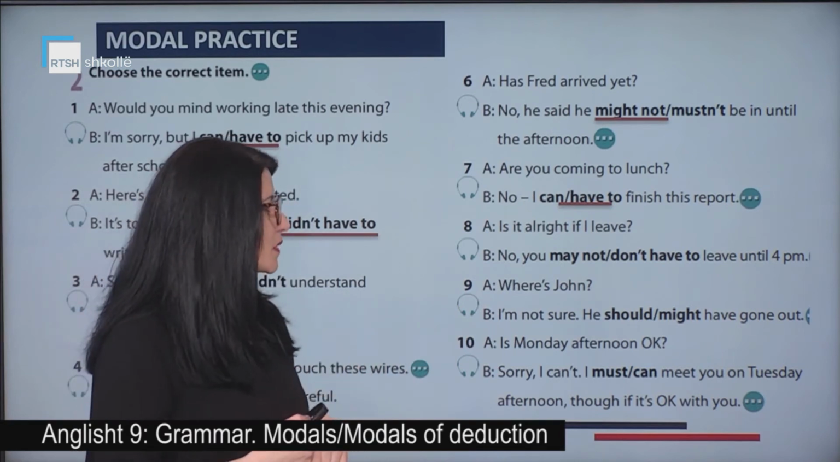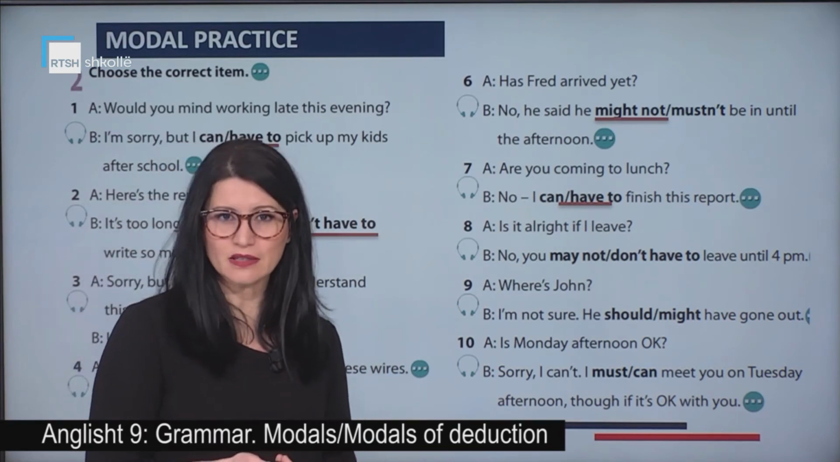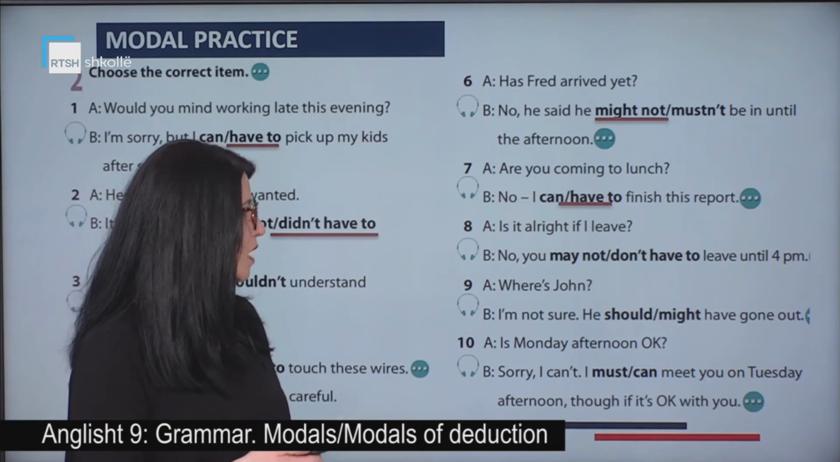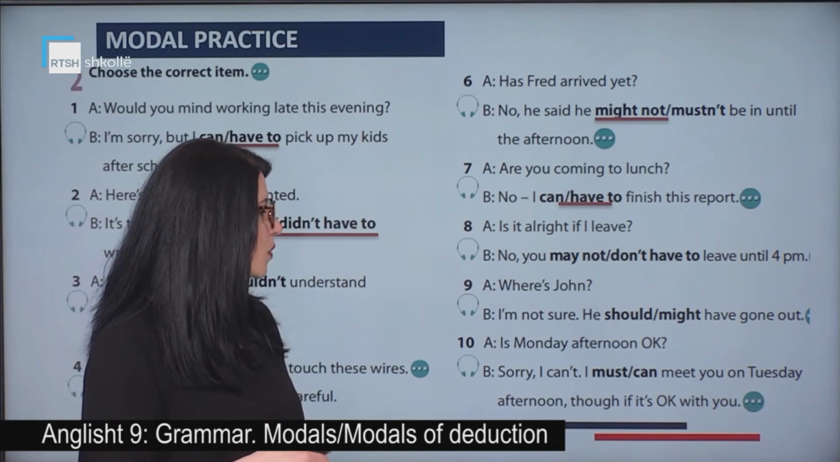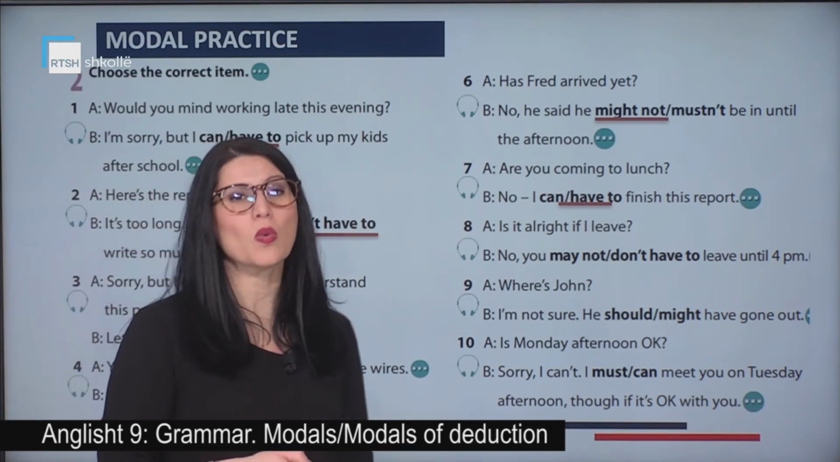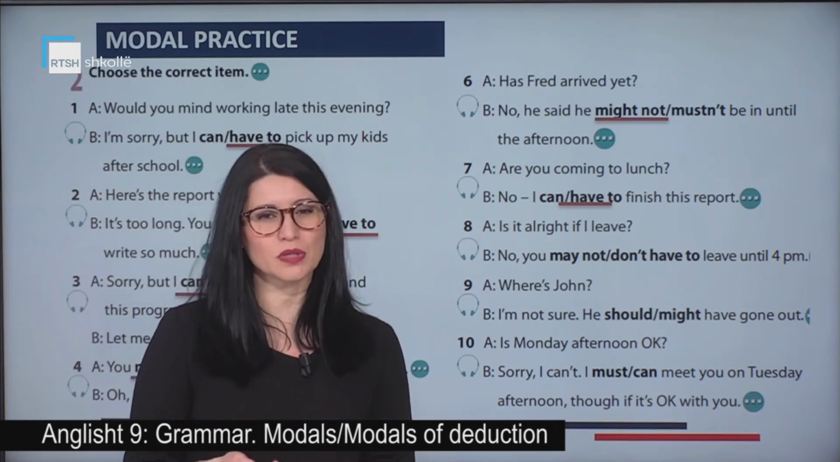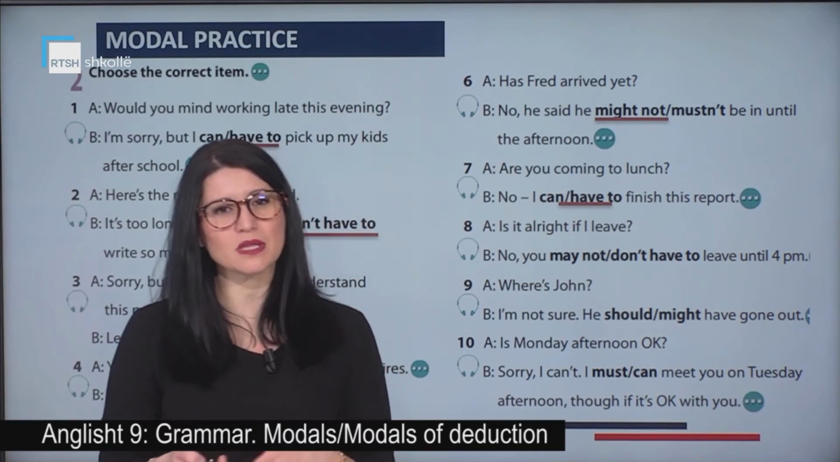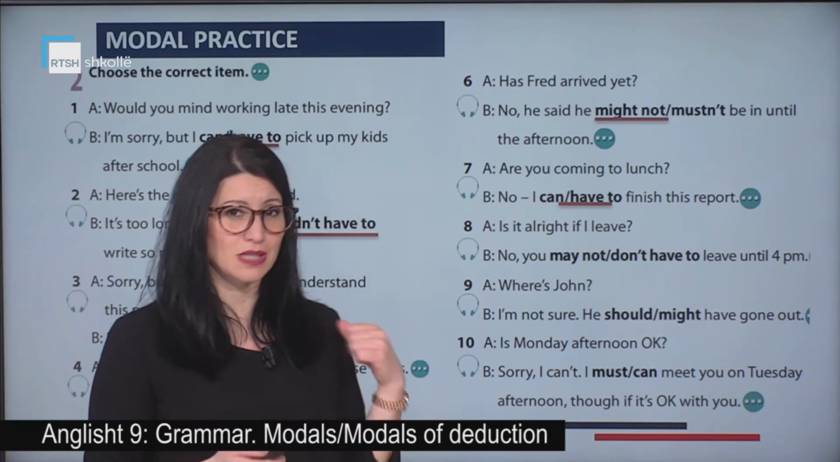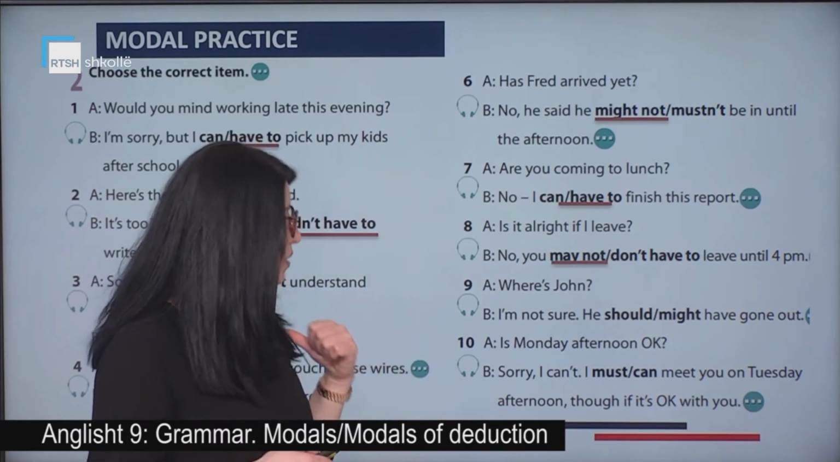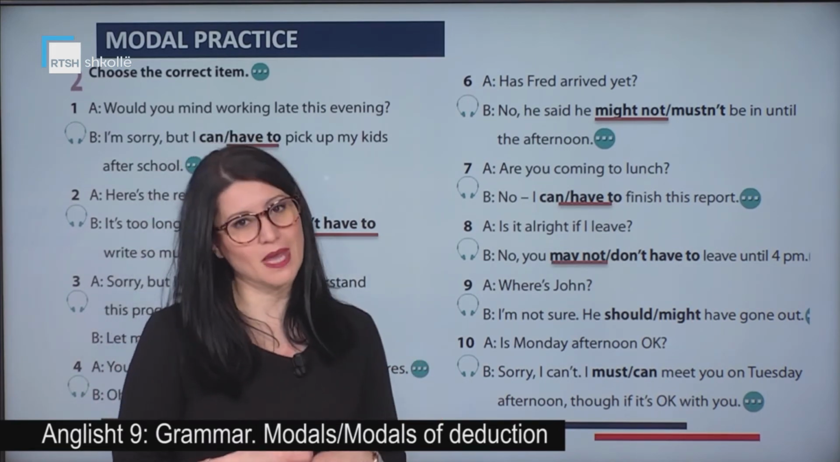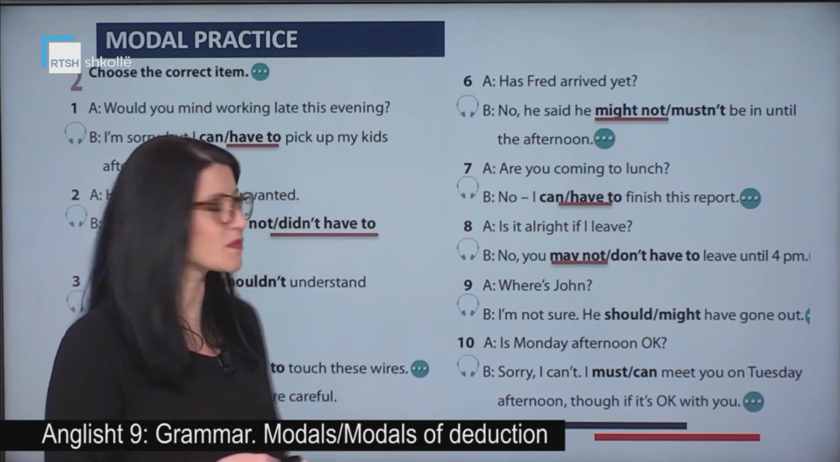Sentence number 8. Is it all right if I leave? The answer: no, you may not or don't have to leave until 4 p.m. So, what do you think? We know that we use don't have to express something that is not necessary. But does this sentence express something that is not necessary? Of course not. So we should use may not. You are not given permission, right?